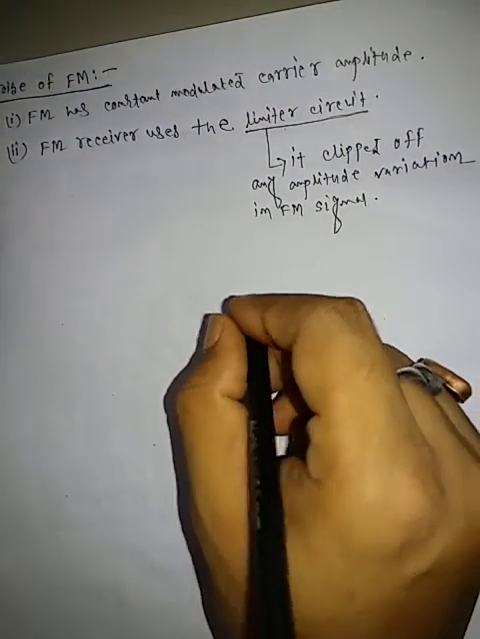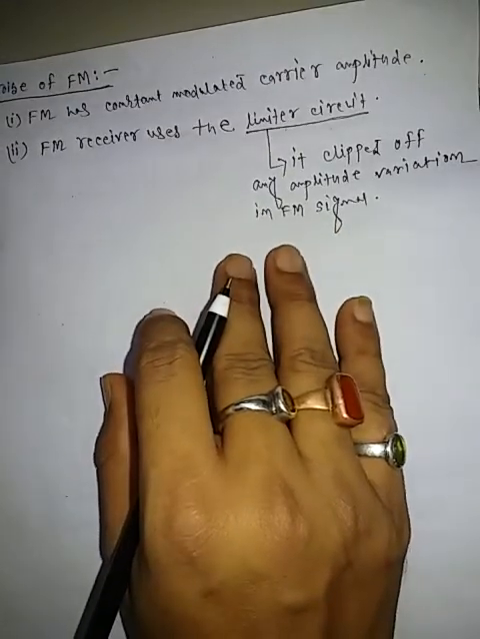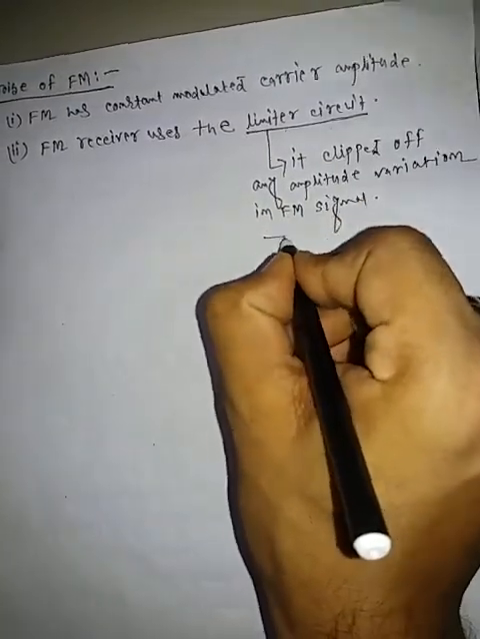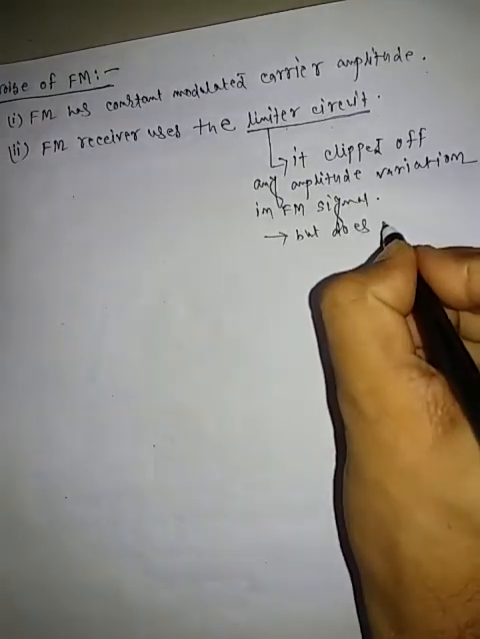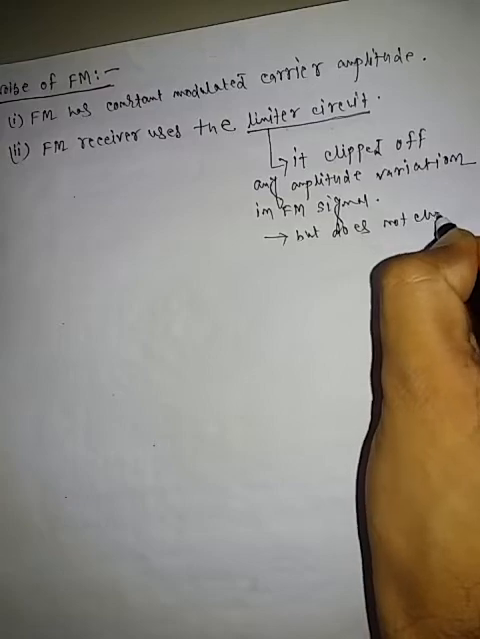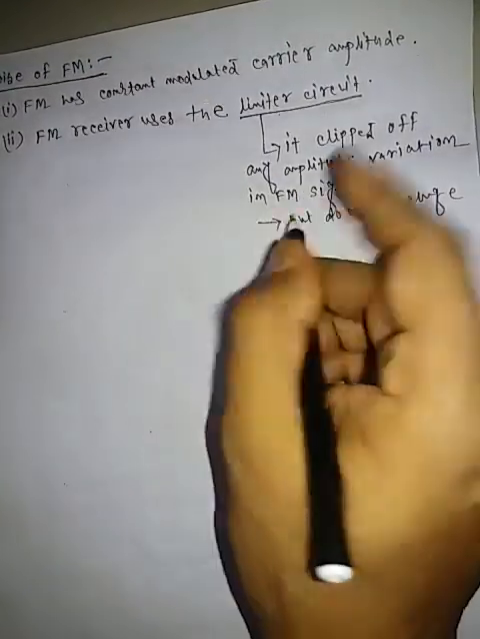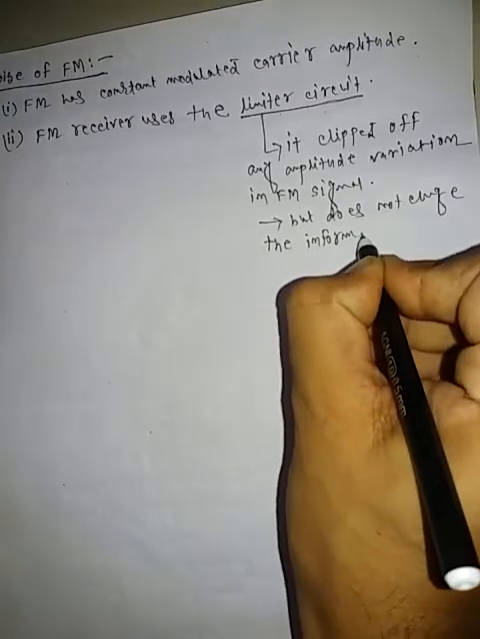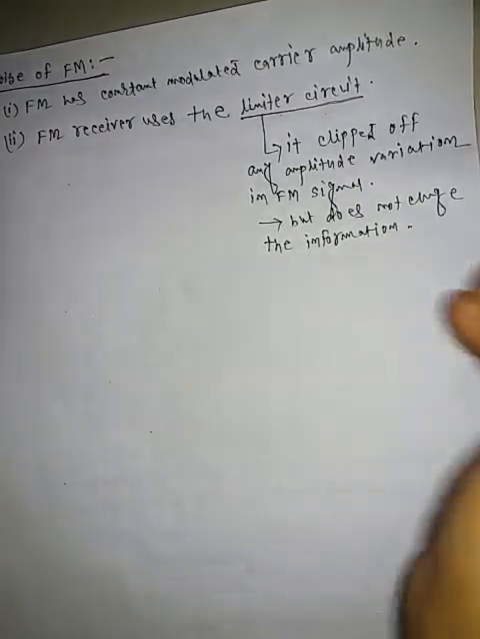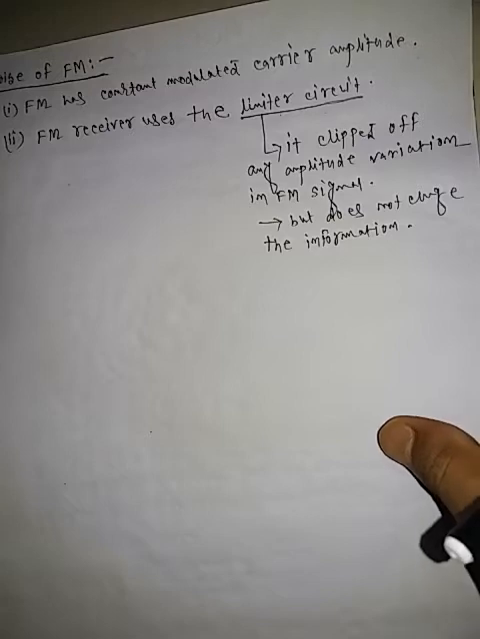It clips off the amplitude variation in the FM signal, but does not change the information. The amplitude variation is clipped off, but the information does not change. So this is the function of the clipper circuit.